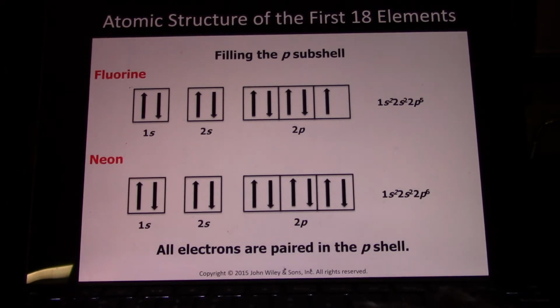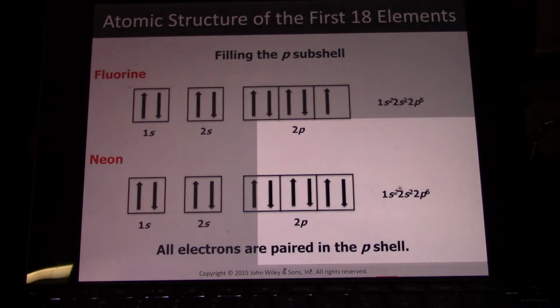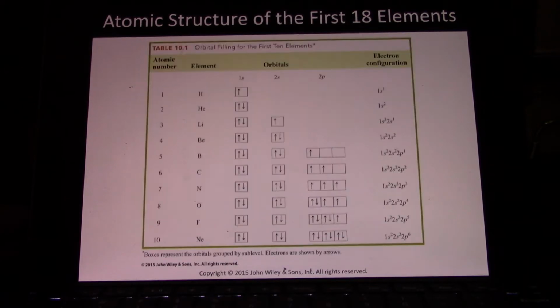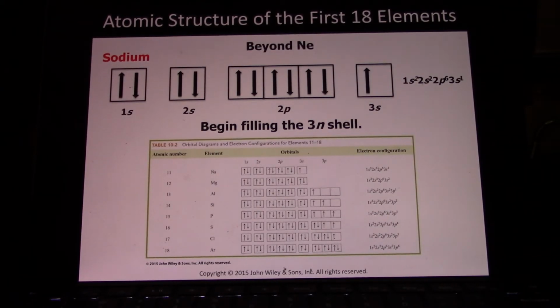And again, once they get to neon, we have a completely full n equals 2 shell. 1s2, 2s2, 2p6, which gives us neon. So here we see our first 10 elements. Notice, when the first energy level is full, we have a noble gas. When the second energy level is full, we have a noble gas. If we keep going, once the third energy level is full, we have a noble gas.